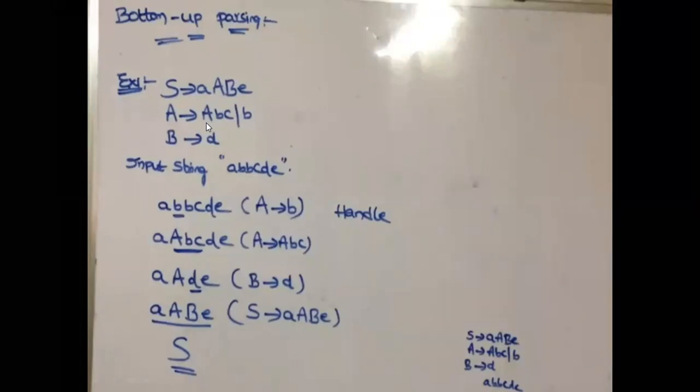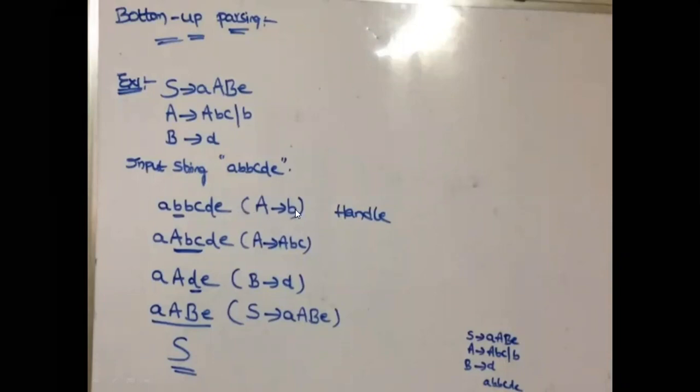Yes, sir, we are having small b in the right hand side. So this b is replaced with the left side non-terminal. That is called the reduction. So that technique is called reduction. Here small b is taken as a substring, and in the right hand side there is a production with small b. So we can replace this small b with the left side non-terminal by using bottom up parsing. So this b is replaced with capital A.